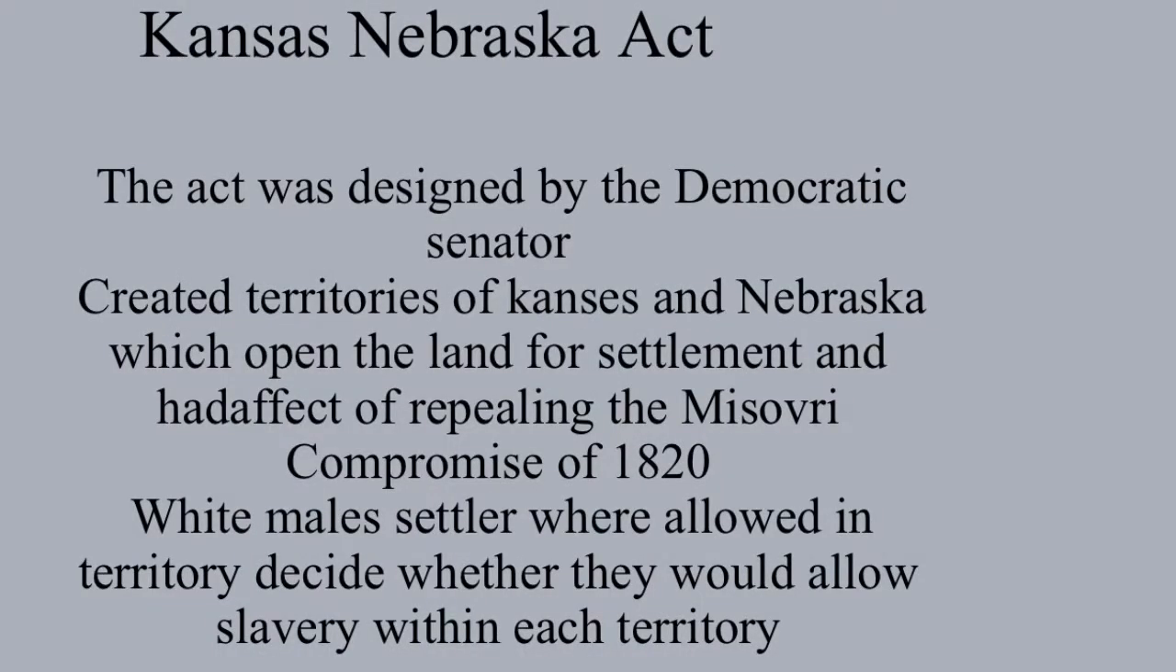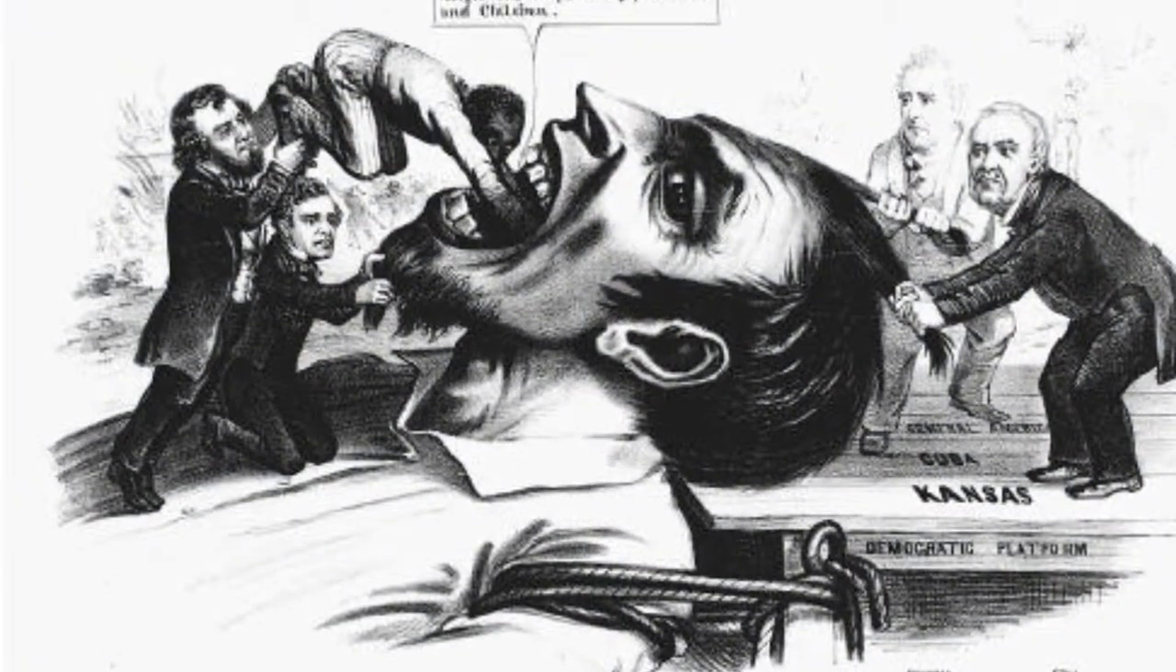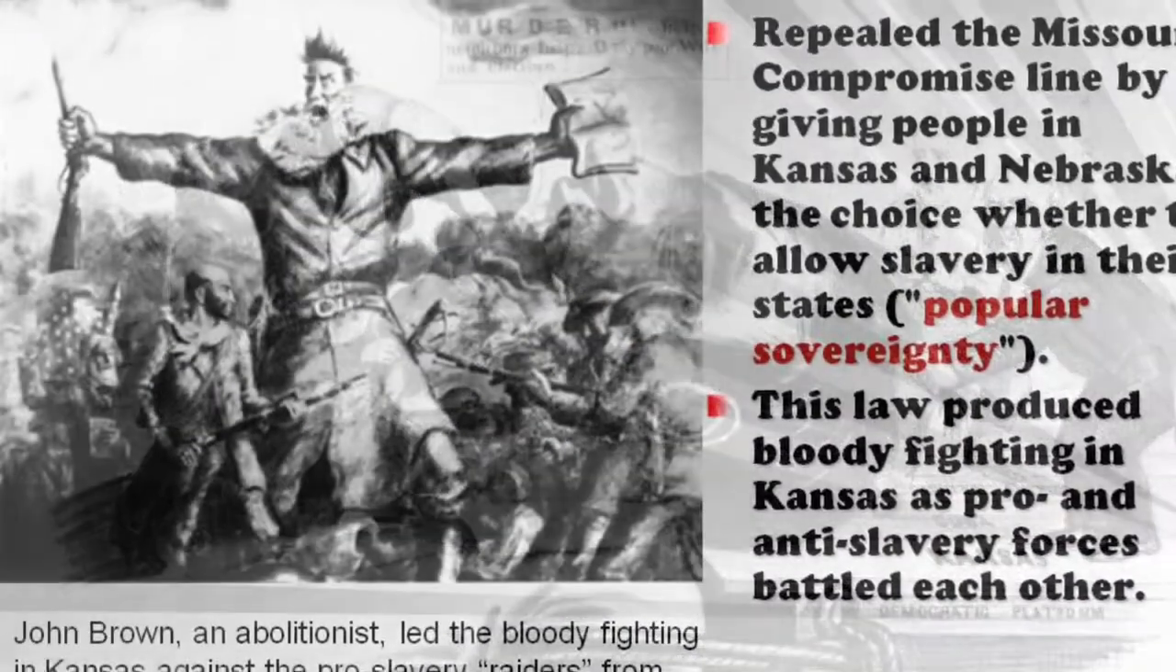Kansas-Nebraska, 1854. The act, designed by the Democratic senator, created the territories of Kansas and Nebraska, which opened the land for settlement and had the effect of repealing the Missouri Compromise of 1820. White male settlers were allowed in the territory to decide whether they would allow slavery.